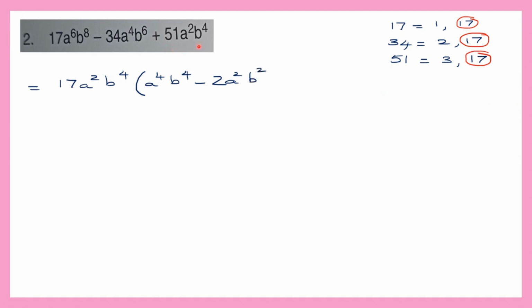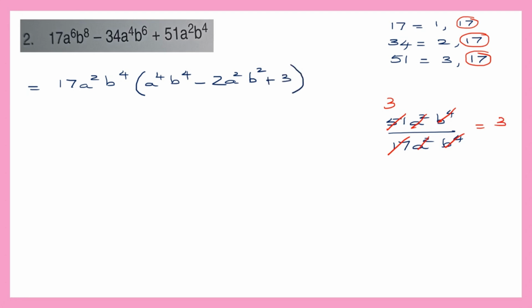Now let's take the third term, that is 51a square b to the power of 4. Let's write that 51a square b to the power of 4 and divide this by the common term, which is 17a square b to the power of 4. So let's write 17a square b to the power of 4. Now here can you see a square b to the power of 4, both are common. a square and a square I can cancel. b to the power of 4 and b to the power of 4 I can cancel. And here also 17 into 3 is 51. So all I have left is 3. So let's write that. So that is plus 3 and we can close the brackets.